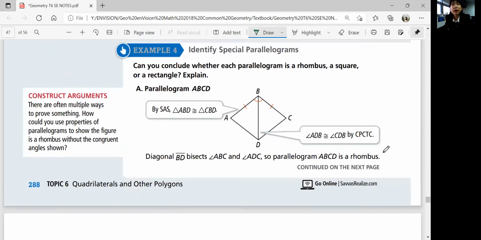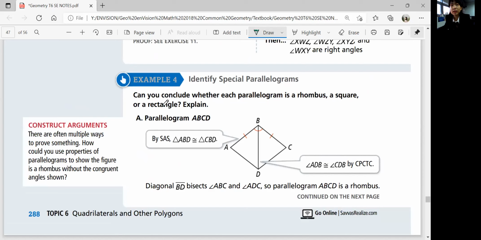Example 4, identify special parallelograms. Can you conclude whether each parallelogram is a rhombus, a square, or a rectangle? Explain. In example 4, you're going to see different parallelograms and you want to classify them using the theorems. In part A, you know the diagonal bisects the angle.